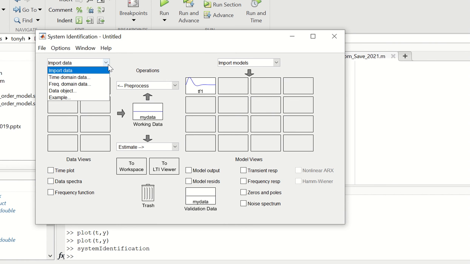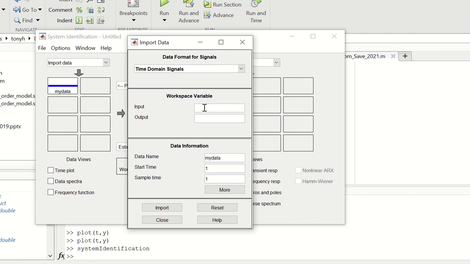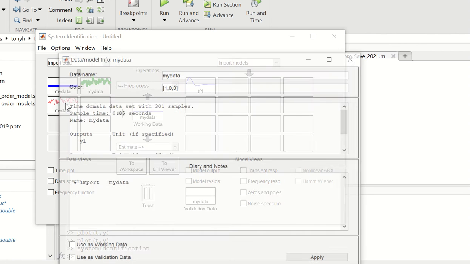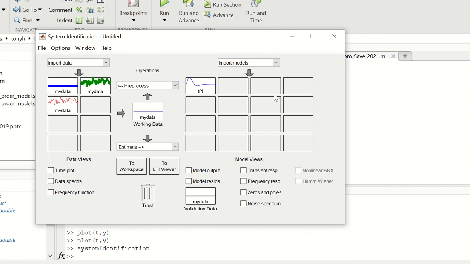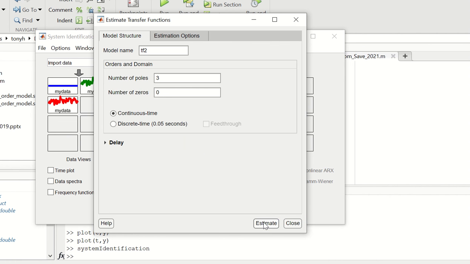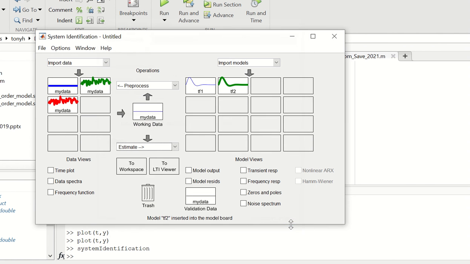And the package starts. We can then do time domain data, put in here U, and there Y, sample time 0.05, import. There we go. So it's come in here. So if we click on that one now, and go to transfer function models, 30, estimate, close, and go to here.